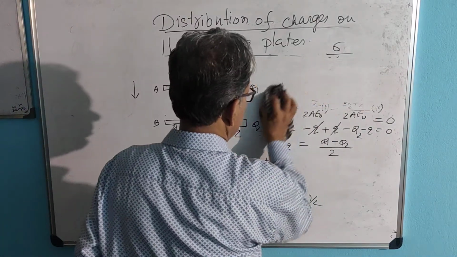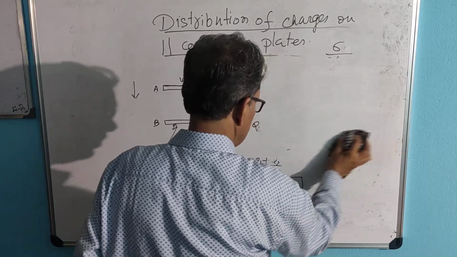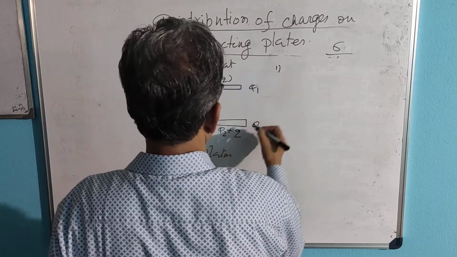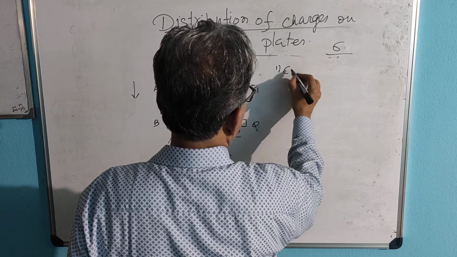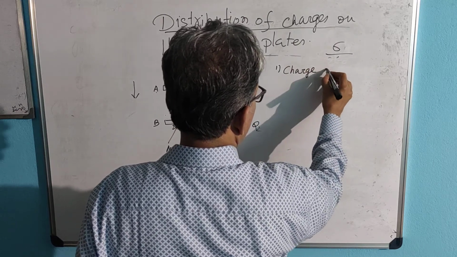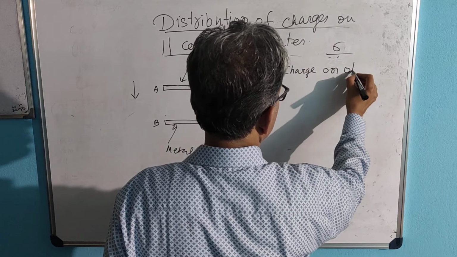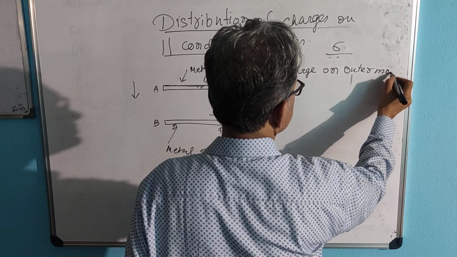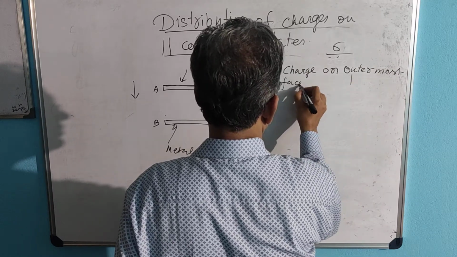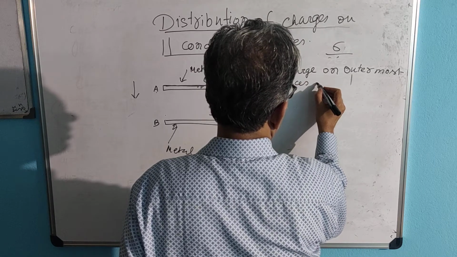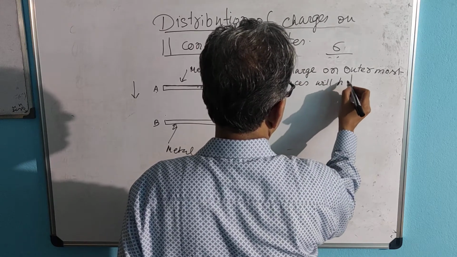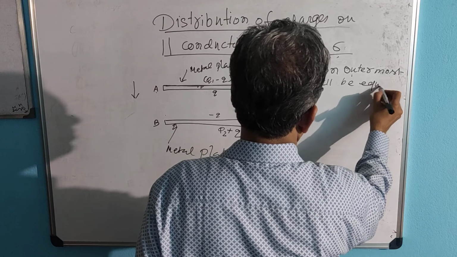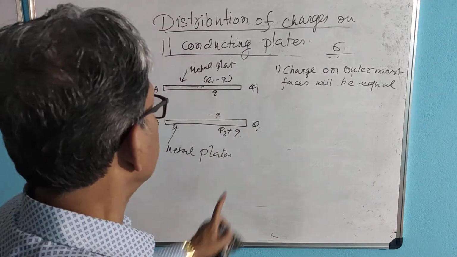How will you solve this problem? Three basic principles you have to remember, keep in mind. You have to memorize. Number 1: charge on the outermost faces of the combination will be equal. Okay, this principle you will apply.